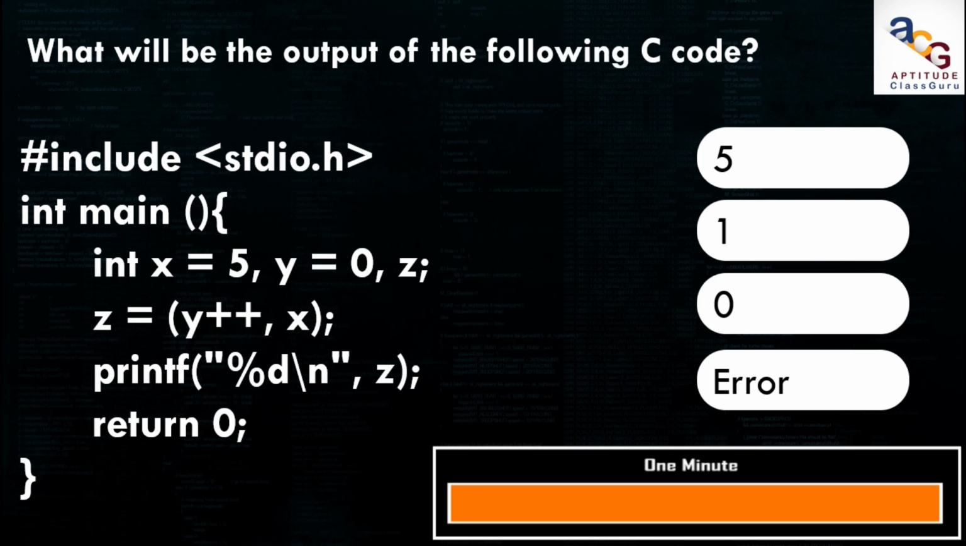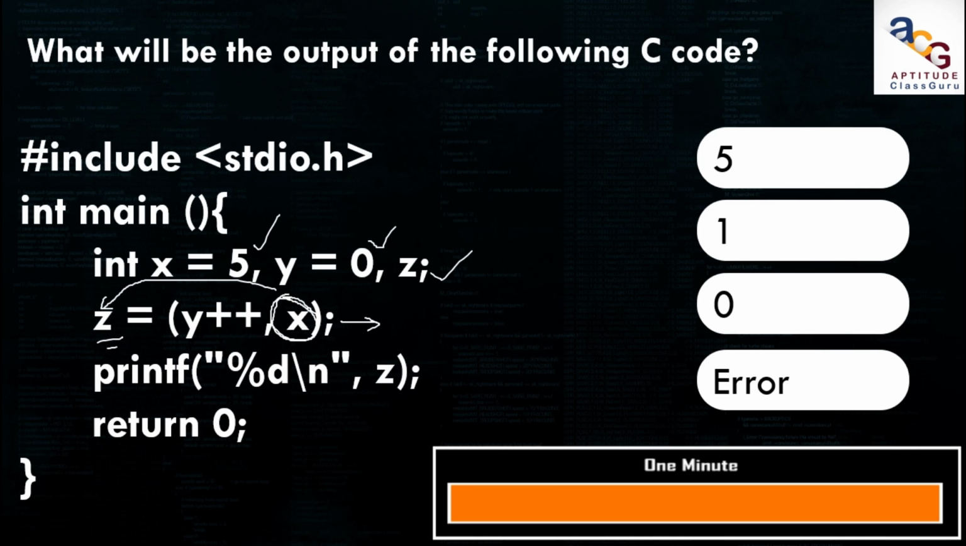I am giving you the idea of the problem. I am not going into a detailed explanation. What is the output of the following C code? They have given int x equal to 5 and y equal to 0, and z value is not given. So z equal to (y++, x). In earlier classes, I have already told you that rounded brackets reserve the rightmost variable value. The rightmost value will be assigned to the given variable.